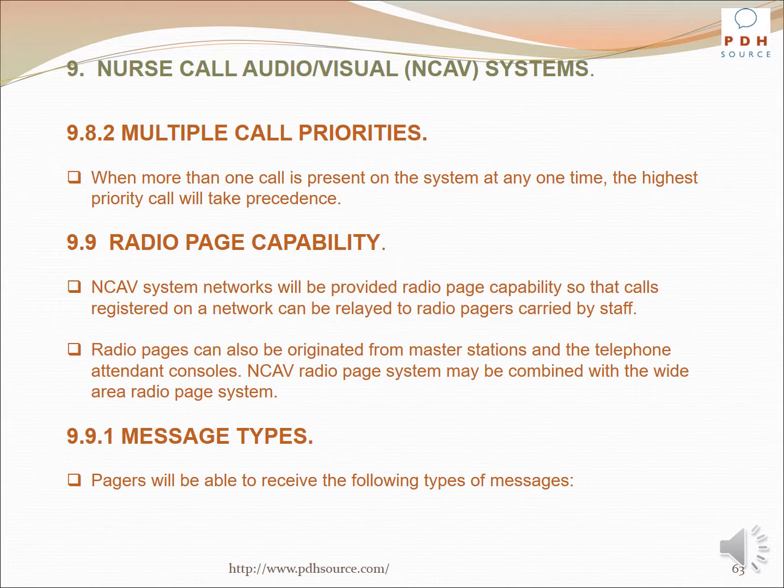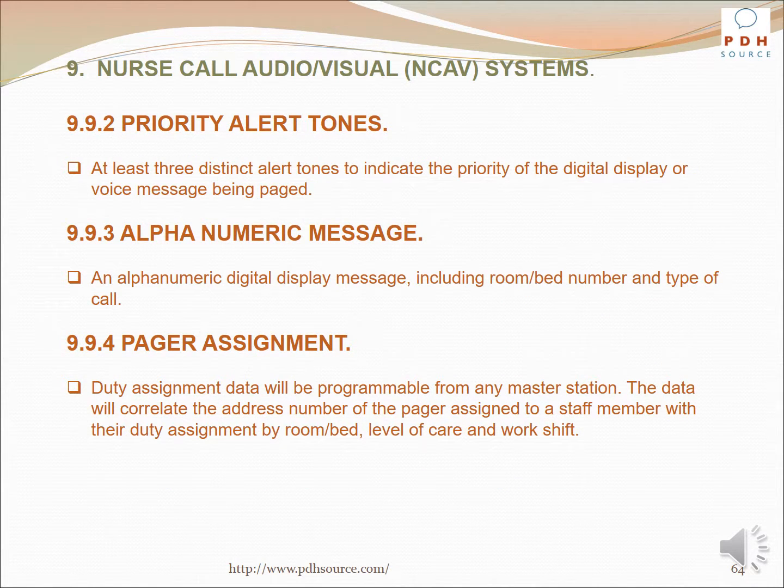Radio pages can also be originated from master stations and the telephone attendant consoles. NCAV radio page system may be combined with the wide area radio page system. Pagers will be able to receive the following types of messages. Priority alert tones, at least 3 distinct alert tones to indicate the priority of the digital display or voice message being paged. Alphanumeric message and alphanumeric digital display message including room bed number and type of call.